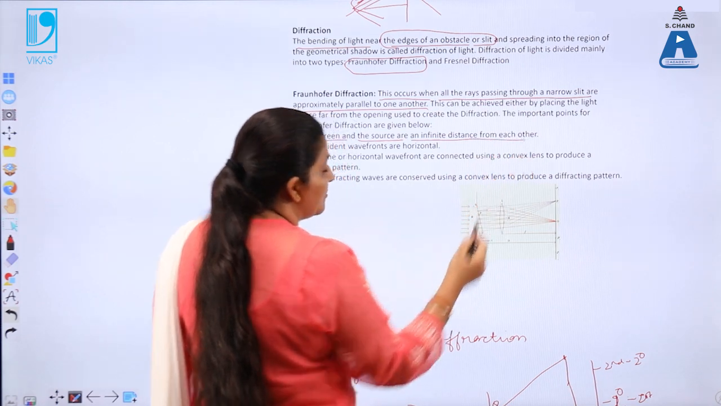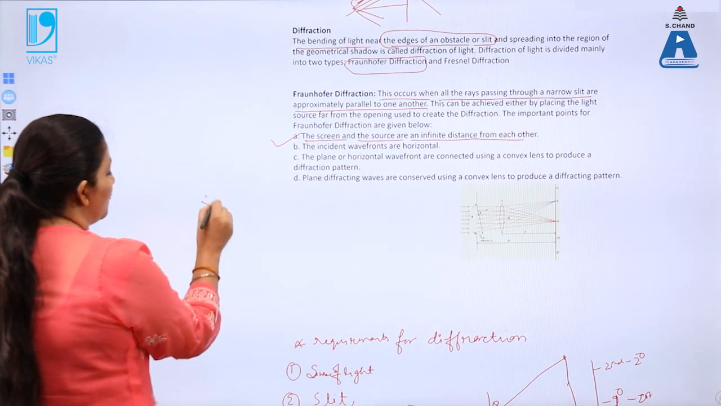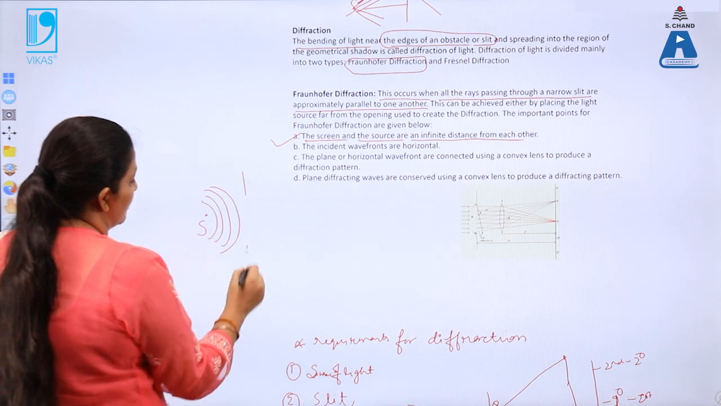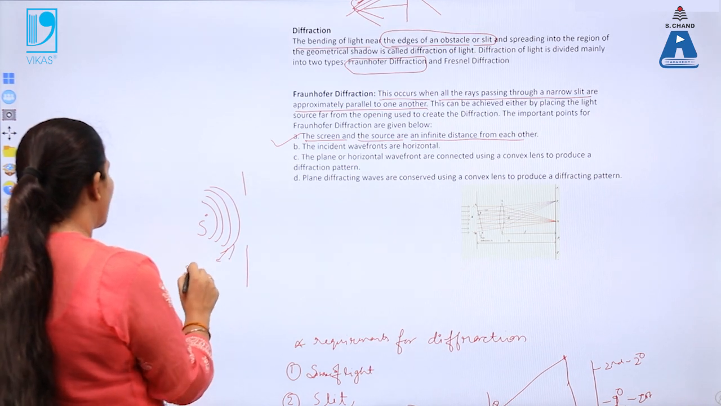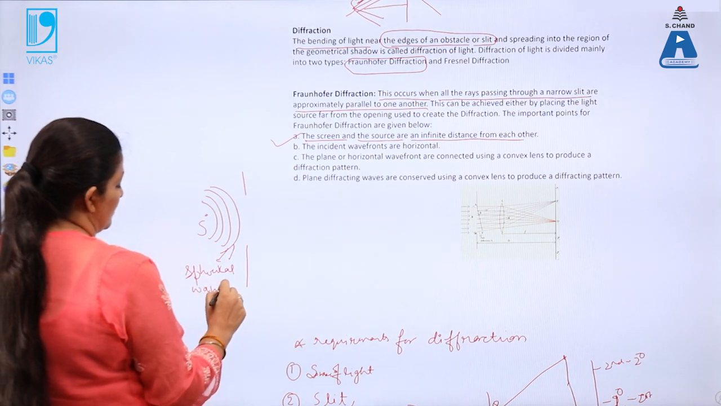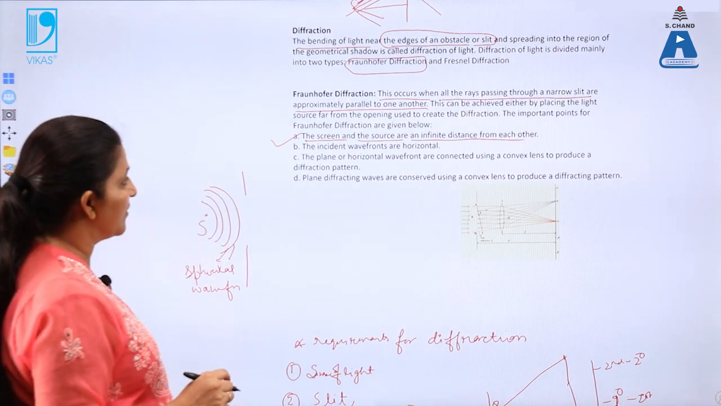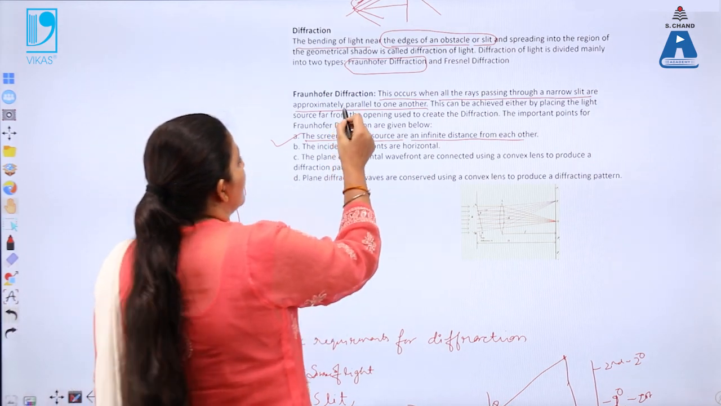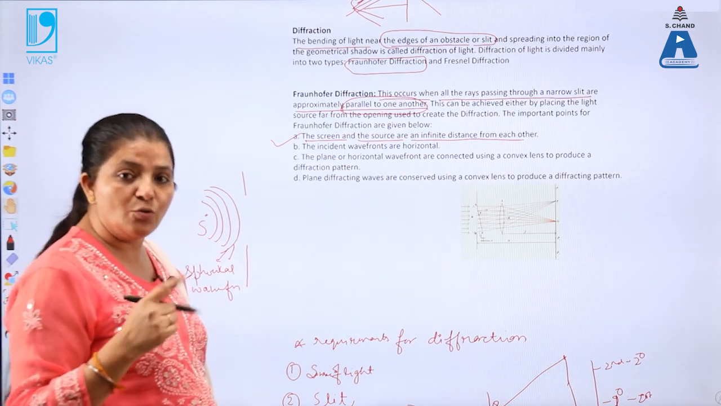must be infinite. Means if this is a source over here, we know that we are getting a spherical wavefront from this source. Now if the slit is present over here, then the wavefronts from this source are spherical wavefronts. Now we want to convert these spherical wavefronts into parallel wavefronts, because in case of Fraunhofer diffraction, we are using a parallel wavefront. That means the light rays are taken parallel to each other.